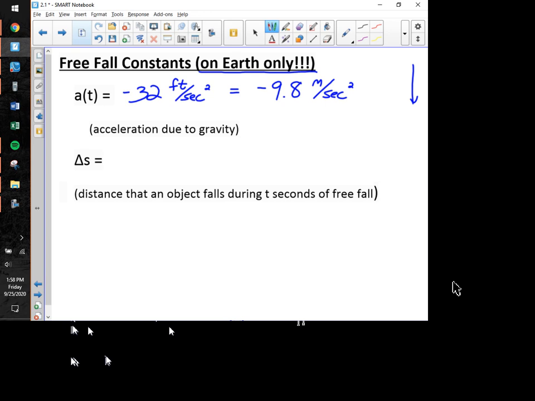We need to have those memorized, is what I would normally tell you for our first quiz or test. This year it's a little bit different.